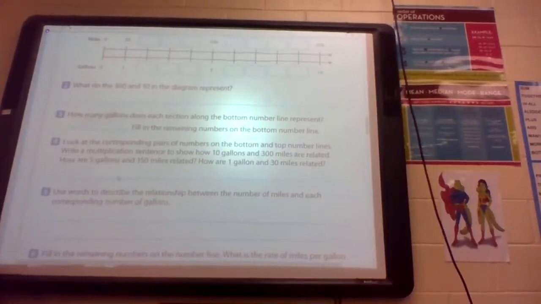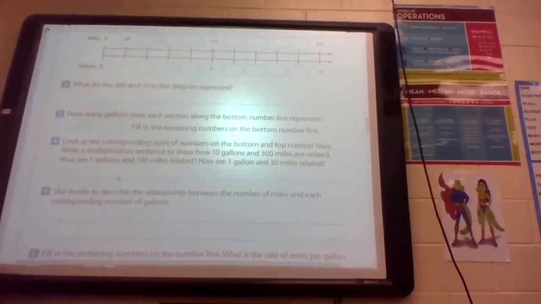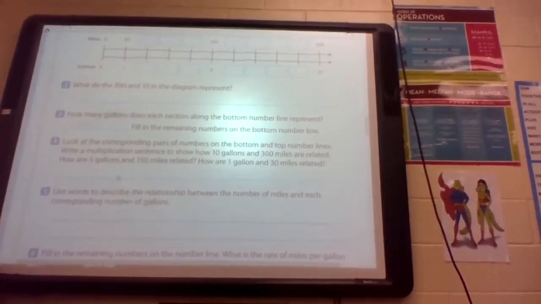Number 5, use words to describe the relationship between the number of miles and each corresponding number of gallons. All right, so the number of miles is, you've got to complete the sentence. It says, use words to describe the relationship. So the number of miles is what? I know how many miles there are. I said the number of miles is blank to the number of gallons. So what would you put there?